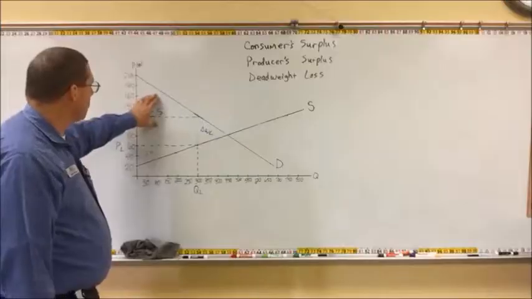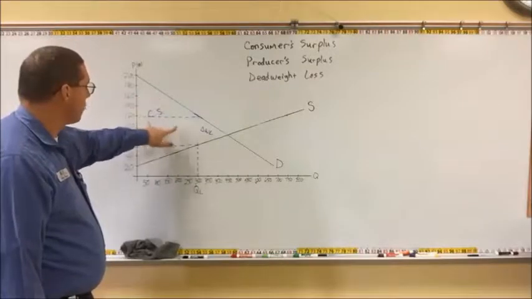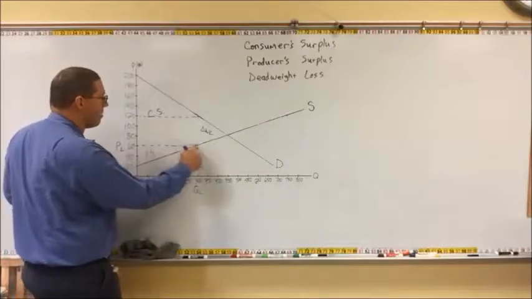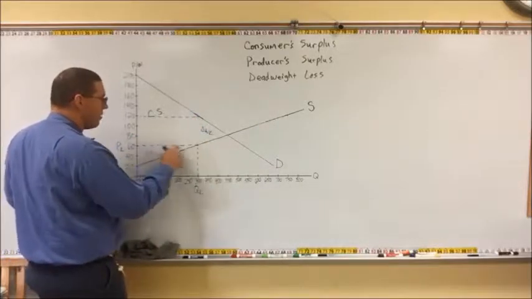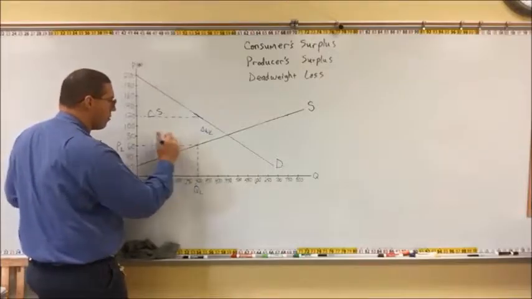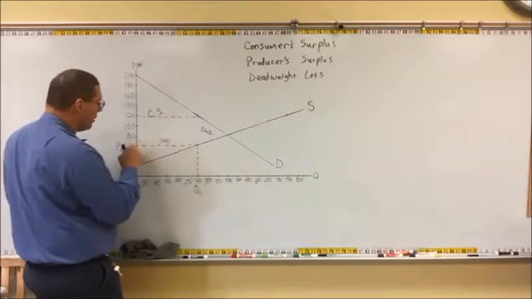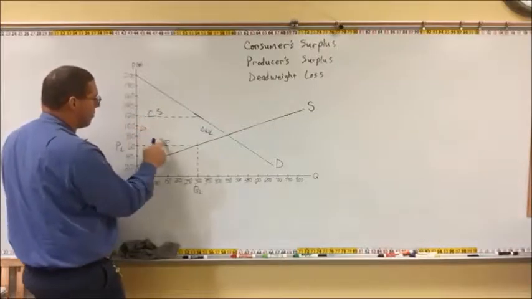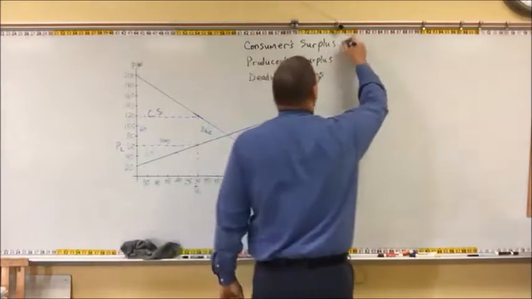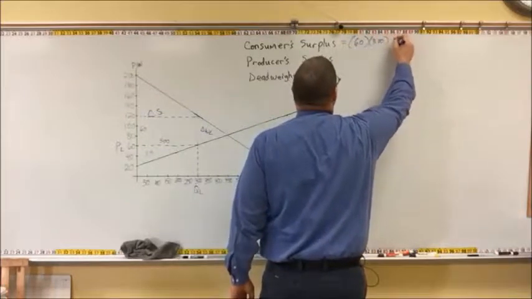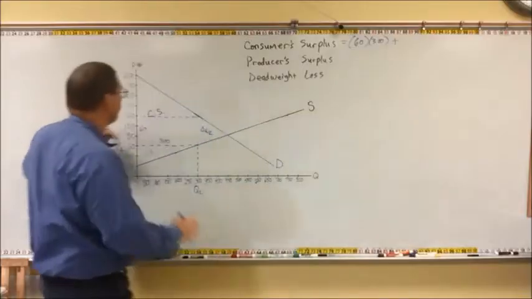So let's start with consumer surplus. Consumer surplus is a rectangle plus a triangle. The rectangle is base times height. The base of this rectangle goes from 0 to 300, so the base is 300. And the height goes from 60 up to 120, so that means a height of 60. So 60 times 300.